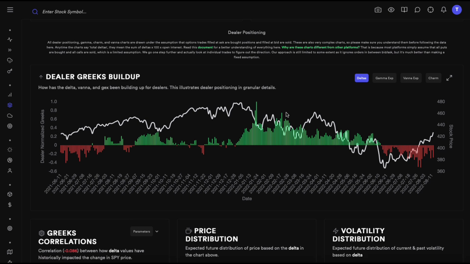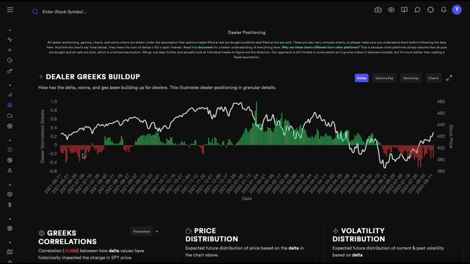Okay, so we know that positive deltas mean market makers are short the underlying shares, and negative deltas mean they are long the underlying shares, and any changes in how options are being traded and how the underlying price moves can have an effect on how they are adjusting their deltas and their underlying shares. Now let's talk about those changes.